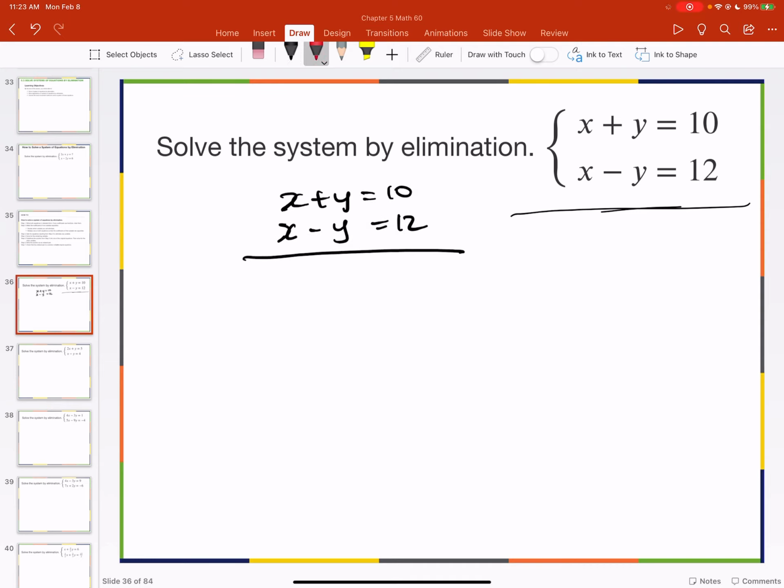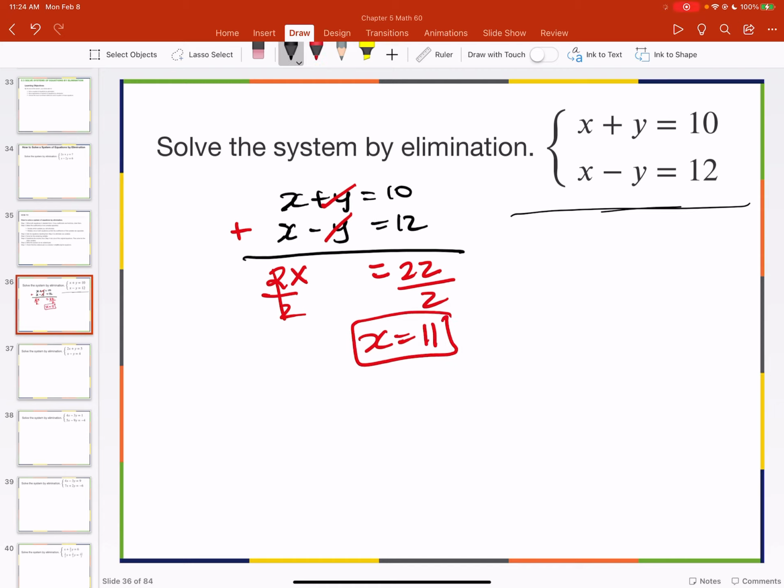Now, if I add these two together, notice that this positive y and this negative y cancel out, right? And then this x and x add up to become 2x. The equal sign comes down, and then 10 plus 12 is going to be 22. So you get the equation 2x is equal to 22. So you just divide both sides of the equation by 2, and you get x is equal to 11, okay?